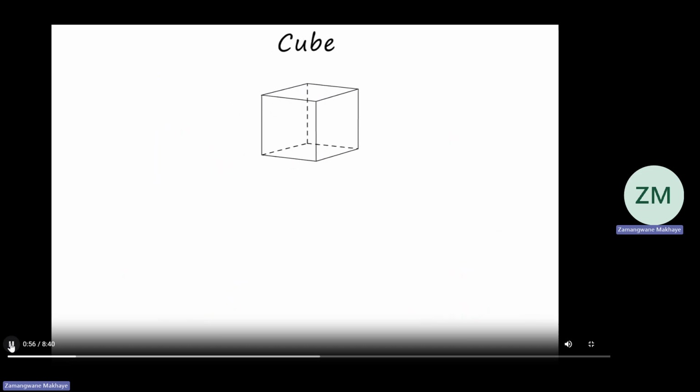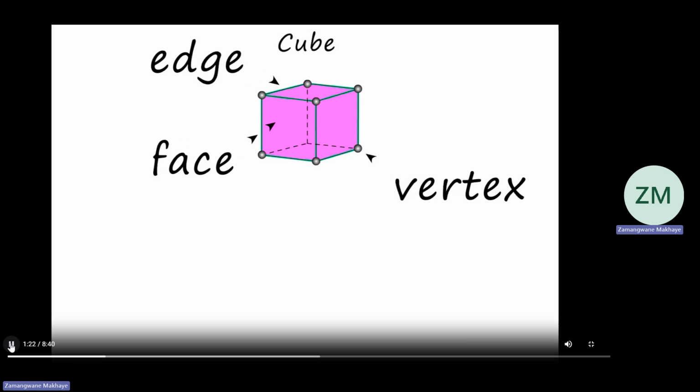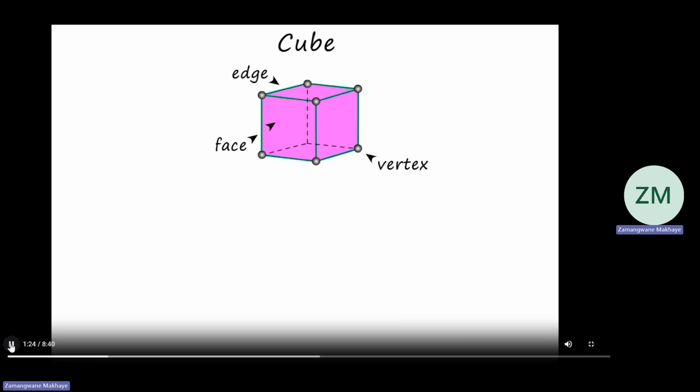Let's now have a closer look at the cube. We call the flat surfaces of any 3D object the faces of the object. And where the faces meet, we have the edges of the object. And where the edges meet, we have the vertices of the object, which is called a vertex if we refer to only one. We will also learn more about this in a later lesson.